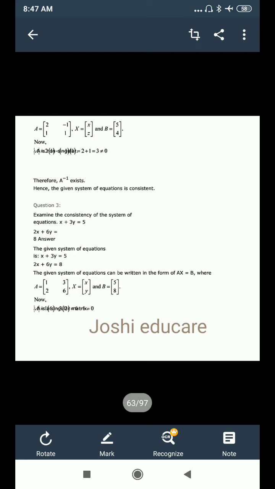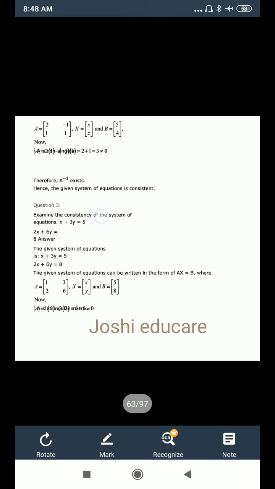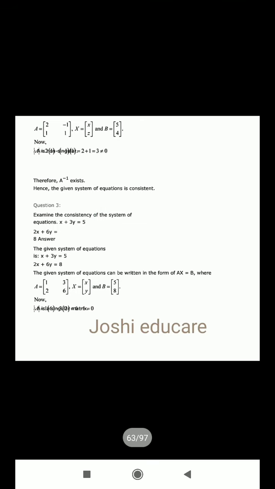Again, we will calculate the determinant of A. You see it is 2 plus 1. As determinant of A is 3, which is not equal to 0. If determinant of A is not equal to 0, it means the system is consistent with the unique solution. Now come to question number 3. Again, you want to check the consistency of these two equations.